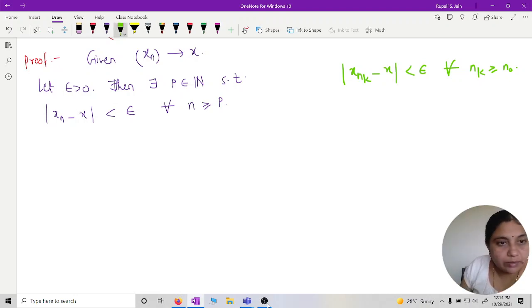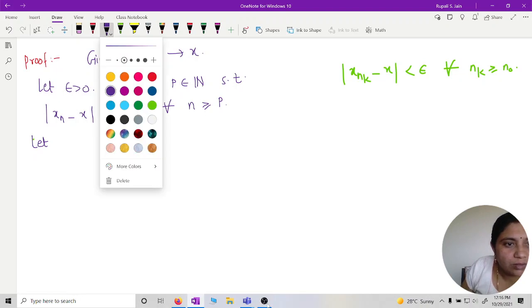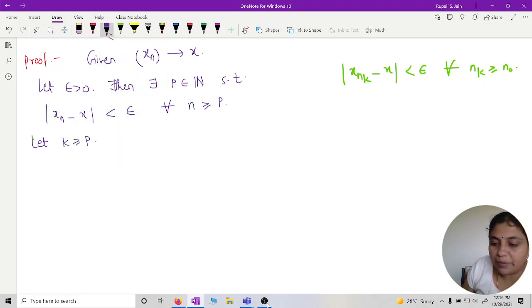So let k be greater than or equal to p. Then n_k, what can I say about n_k? n_k is always greater than or equal to k, and k is greater than or equal to p. Now consider x_{n_k} minus x. What can I say about this then?